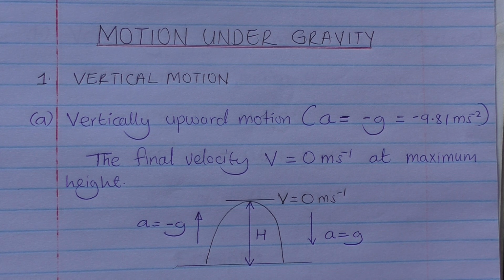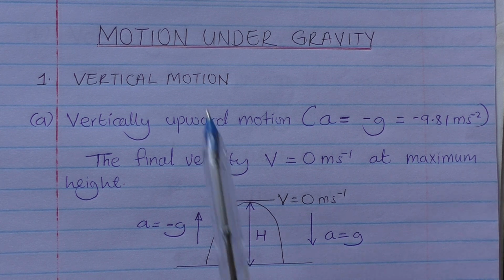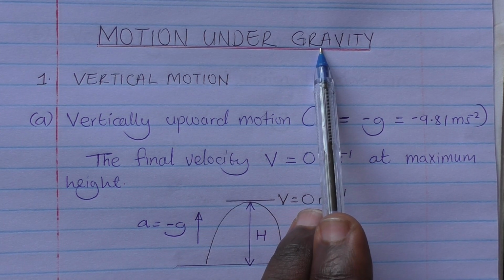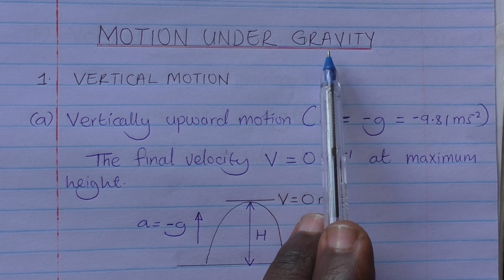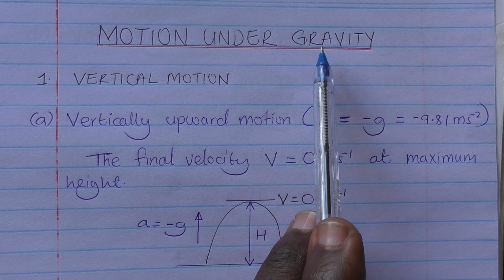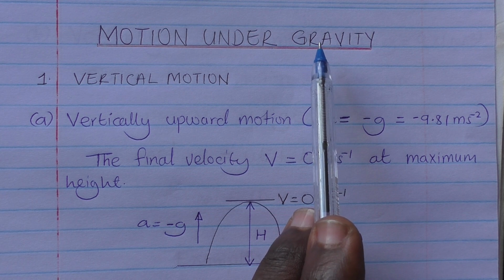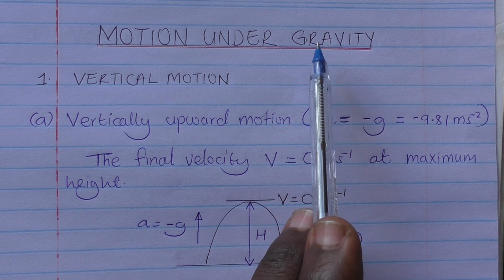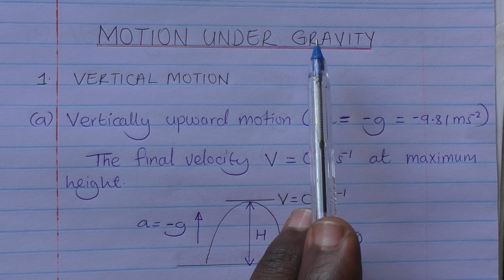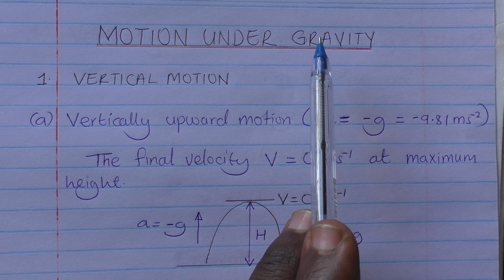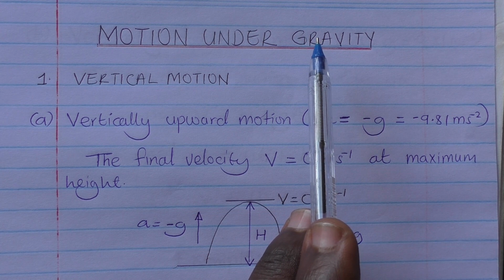In this particular lesson, we shall be looking at motion under gravity. Motion under gravity is when a body is moving vertically upward or vertically downward. When you throw a piece of chalk, it accelerates or decelerates vertically upward, and then after reaching a maximum height, it comes back.